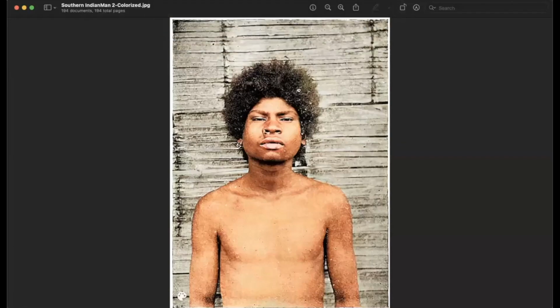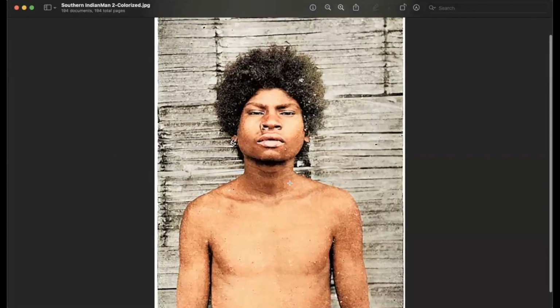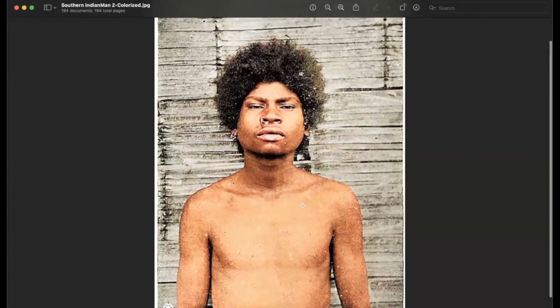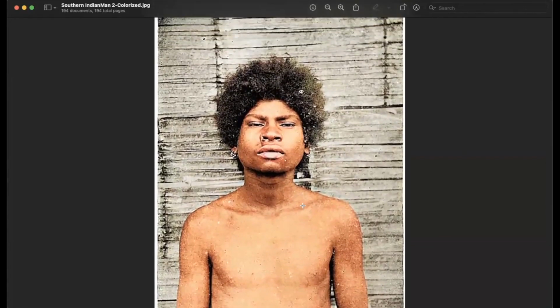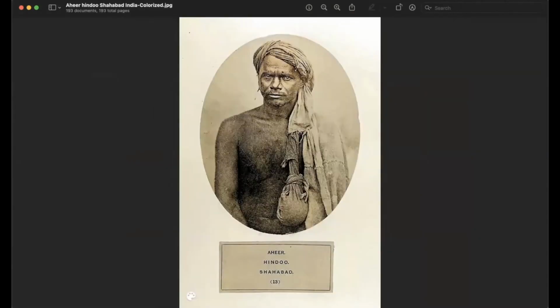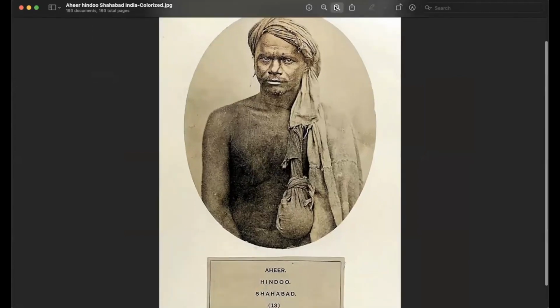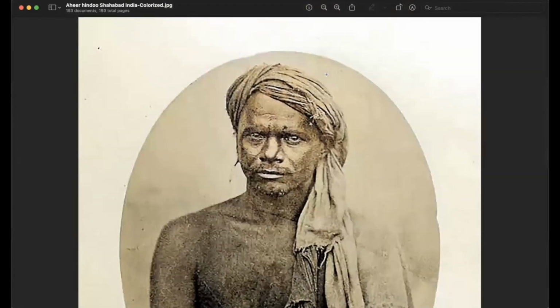All right, so here he is in color again. You guys can see that's where I got the image. You guys can see I'm not just making this up. This is not an African. This is a Hindu, and he's not from Africa. And right here we have a man, a Hindu, as it says there, from the Shahabad region of India. Shahabad, all right? Ahir, from the Ahir tribe.